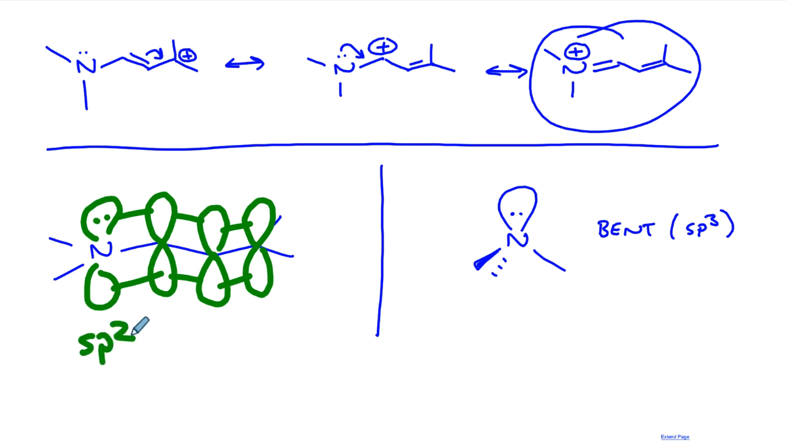sp2. A general rule for determining the geometry and hybridization of atoms in structures exhibiting resonance is to consider the geometry and hybridization of the resonance structure in which that atom contains the most bonds. For example, in this molecule, because there is a resonance structure in which the nitrogen up here is part of a double bond, we should consider that nitrogen atom to be sp2 in hybridization.